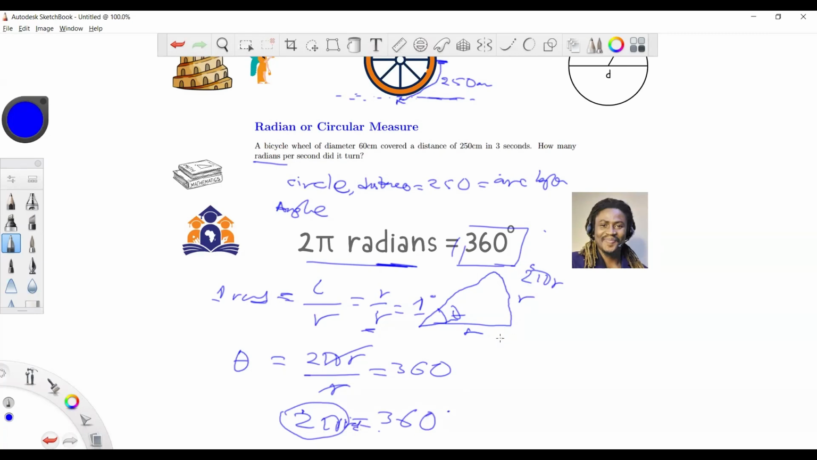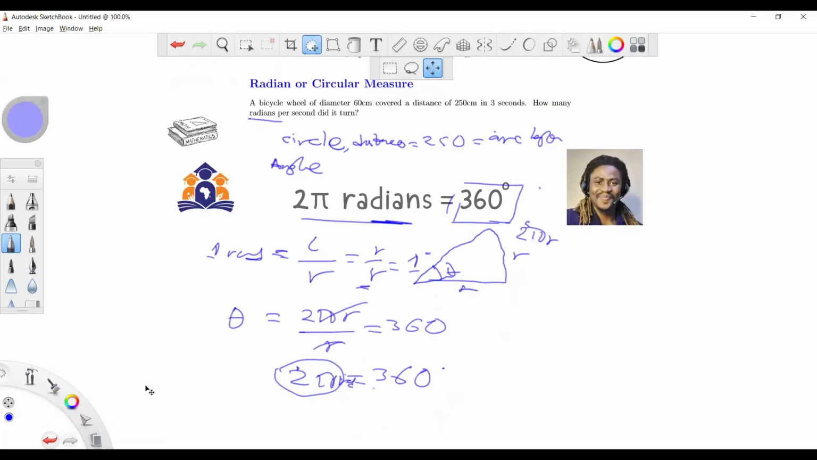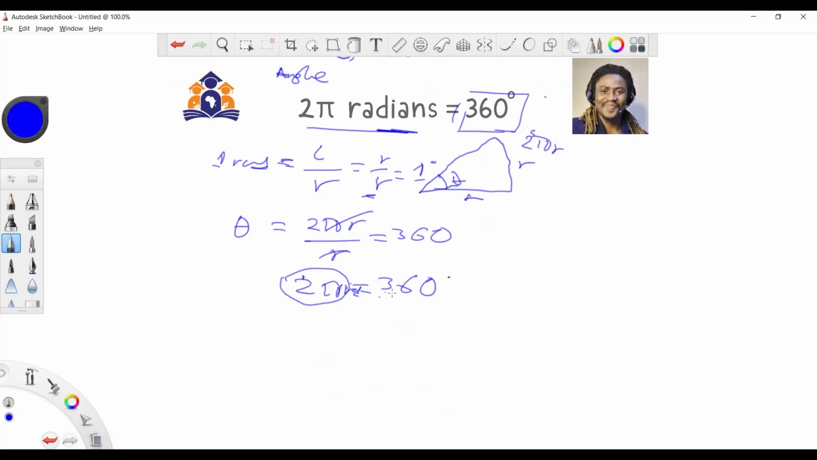Just clarifying what we said there. How about a semicircle? Well, a semicircle will definitely be half of a circle. So if we divide both sides by 2, therefore we have pi radians, often just written as rad, is equal to 180. 2 goes into 360, 180 times. Okay, so this is the idea of a radian. It is the angle subtended by an arc length and a radius.